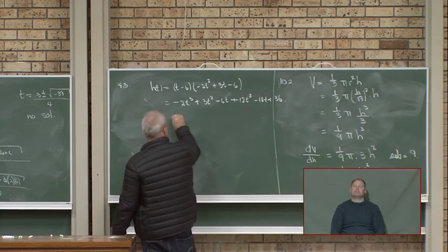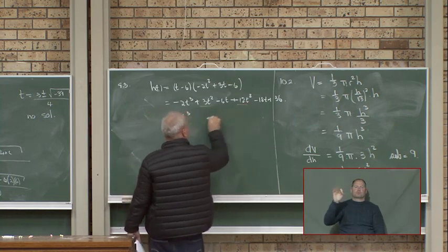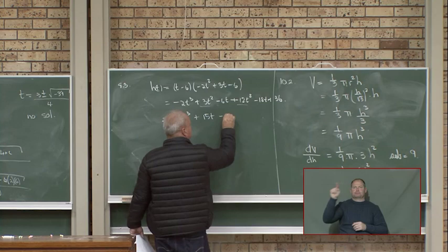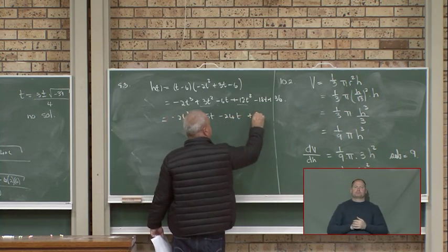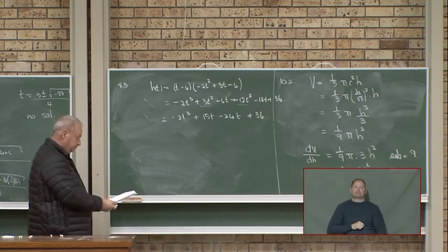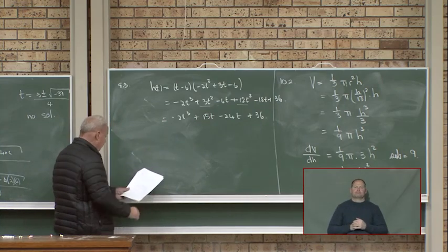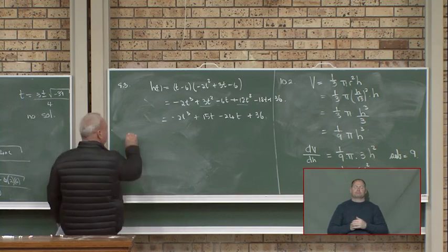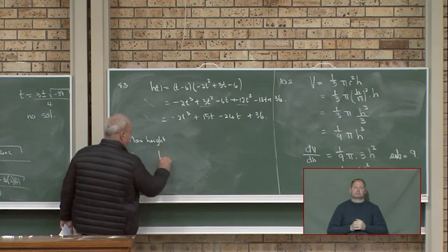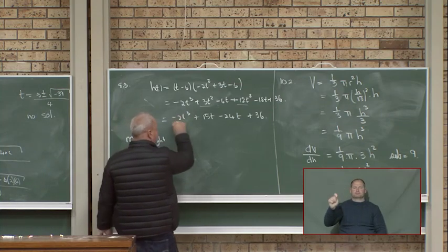So this here is equal to negative 2t cubed. That and that are like terms, plus 15t squared. That and that is minus 24t plus 36, correct? Okay, now to find the maximum height, we can say h'(t) is equal to 0. So we're going to differentiate.